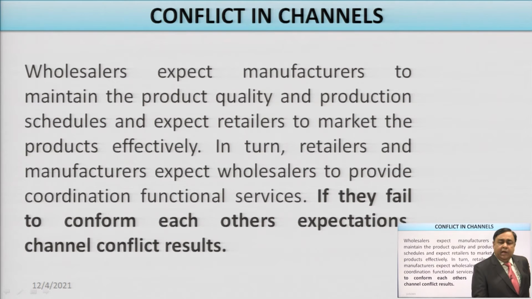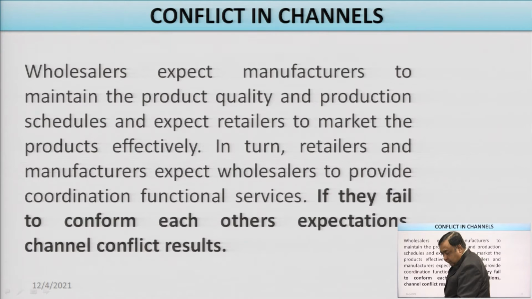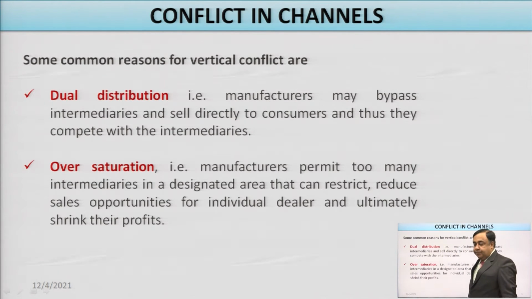If any one of them fails to conform to the expectation of the other, channel conflict automatically results. That is, there is a sort of expectation from both the parties, and if any one of them fails to conform to each other's expectation, channel conflict results.